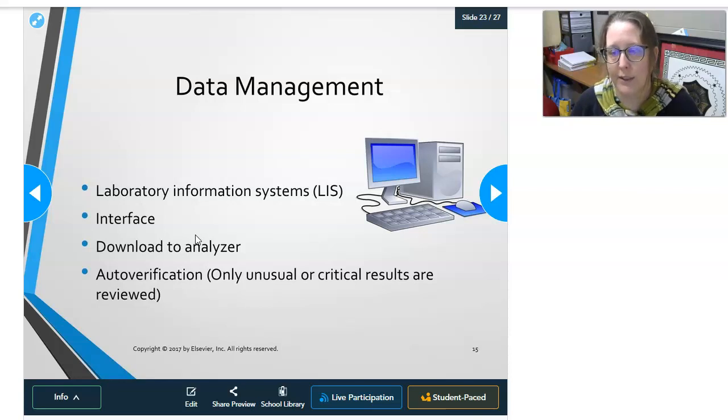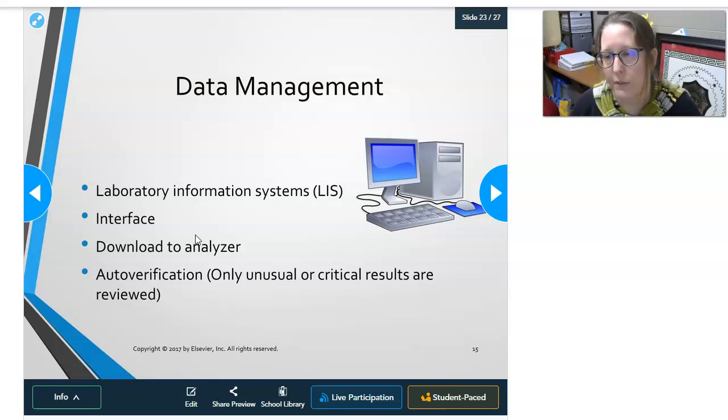Also, if you're not right there at the analyzer and you have to walk away to deal with another problem in the lab, and you have results that are ready, even if they're just normal, they could be just sitting there on that analyzer on the printout for like 20 minutes until they are verified manually into the system. They don't go anywhere. So auto verification does speed up the process by getting those results straight to the chart, but unusual or critical results are always reviewed.